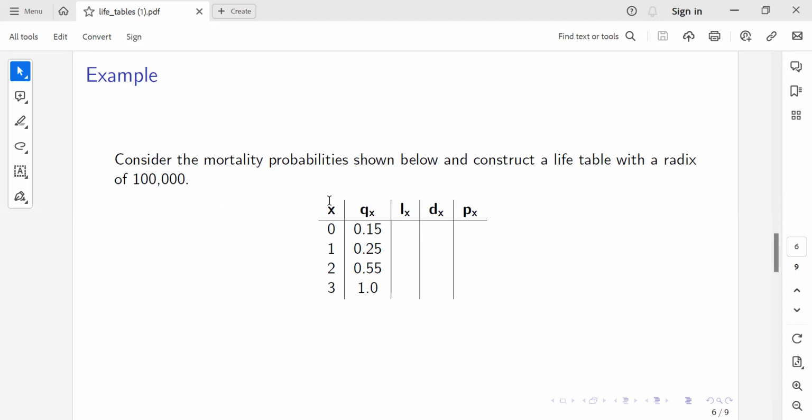This means that the life table was designed starting with 100,000 people. Okay, so x here represents the ages. Then this qx represents the probability of death, or the mortality rate. lx here represents the number of people who are alive at the particular age x. dx here represents the number of people currently age x who die in the next 1 year, and then px here represents the number of people who are currently age x and survive the next 1 year.